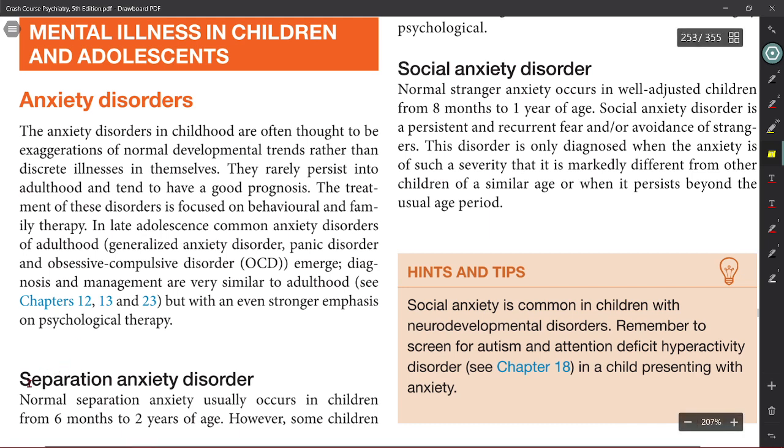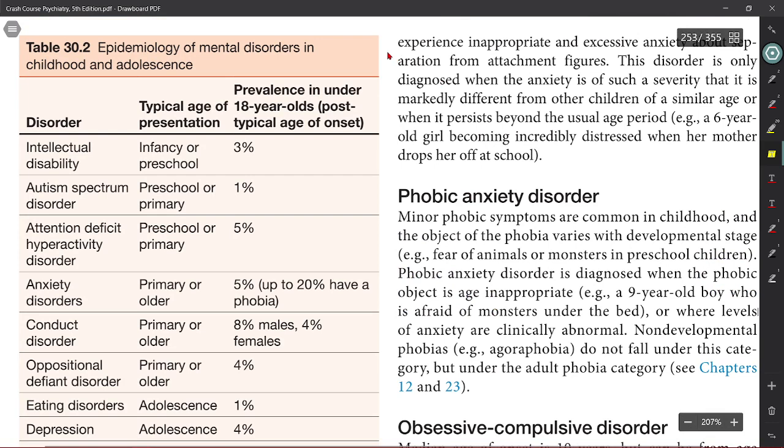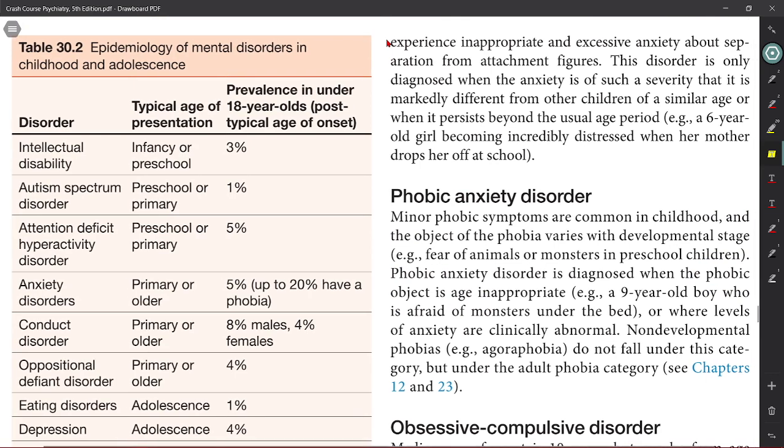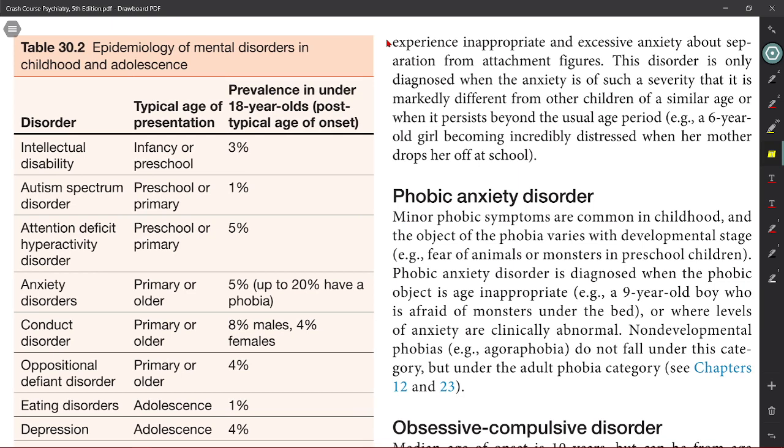What about separation anxiety disorder? Normal separation anxiety usually occurs in children from 6 months to 2 years of age. However, some children experience inappropriate and excessive anxiety about separation from attachment figures. This disorder is only diagnosed when the anxiety is of such a severity that it is markedly different from other children of a similar age, or when it persists beyond the usual age period. For example, a 6-year-old girl becoming incredibly distressed when her mother drops her off at school.